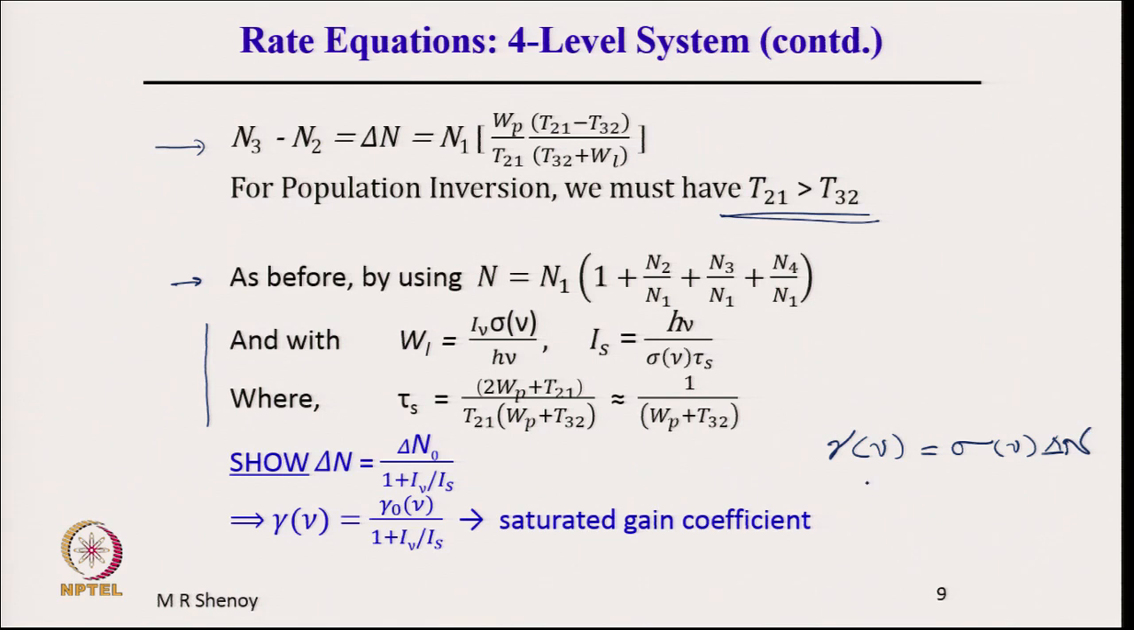The gain coefficient is given by this, and therefore, once delta n is in this form, then you will have gamma of nu equal to gamma 0 of nu divided by 1 plus I nu by Is, which is called the saturated gain coefficient.